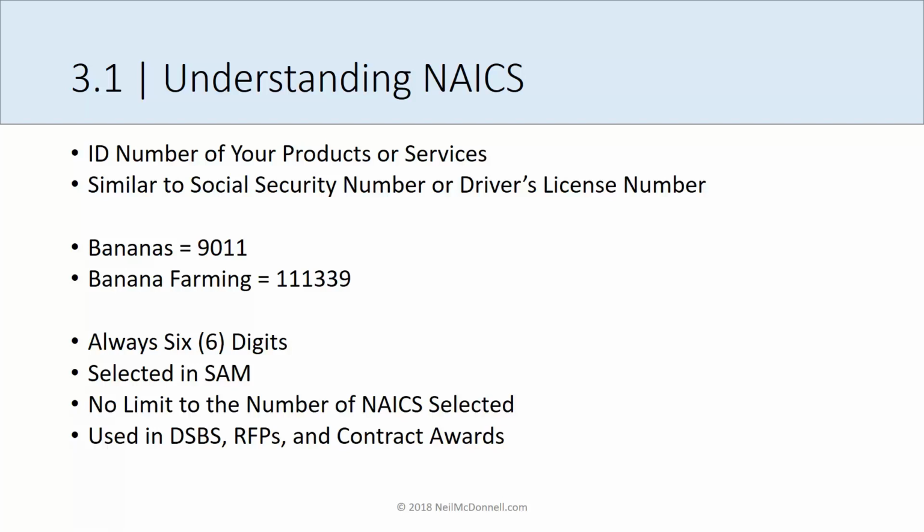The next thing is inside of RFPs, those are requests for proposals, or when the government's trying to buy something, they'll say we're buying it using this NAICS code, meaning you must have that NAICS code in your SAM profile. And then same thing when they award a contract, they'll award it based on a certain NAICS. And so it's really important that you understand that.